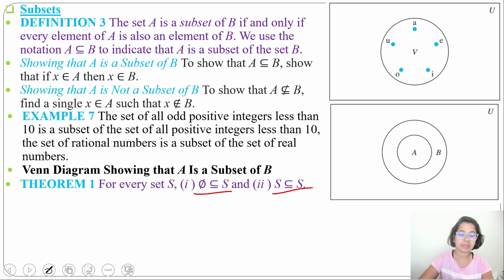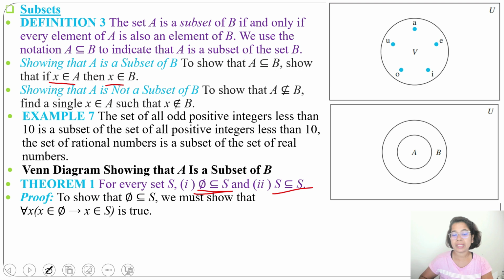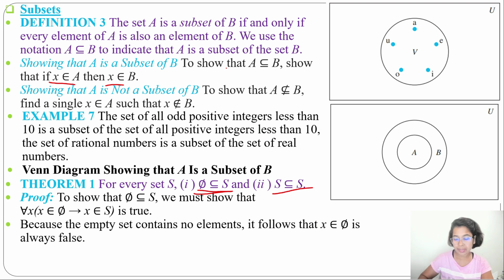For proving that phi is a subset of S, we need to take one x such that x belongs to phi and x belongs to S. But there are no elements that belong to phi, as phi is an empty set. So x belongs to phi is always false.